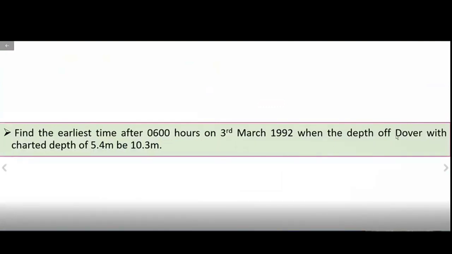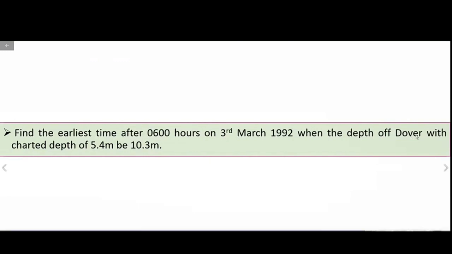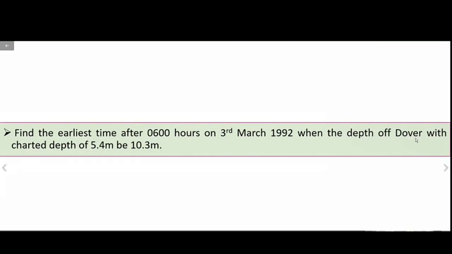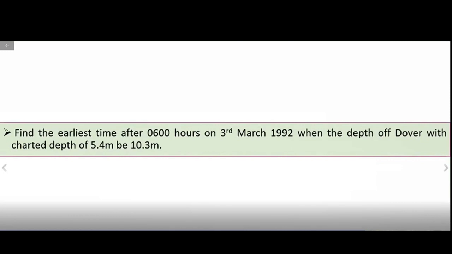Now this next question is based on Dover. Last time I told you to take photocopies, Dover was one of them. So you must be having those photocopies with you. So we will be using that. So you can keep your calculators close by, the tide tables and the photocopy of the pages. So just keep all these items close to you, and we will go into this particular question.